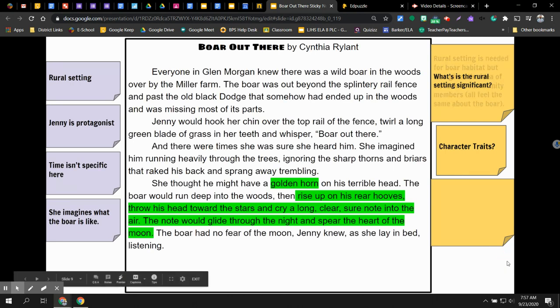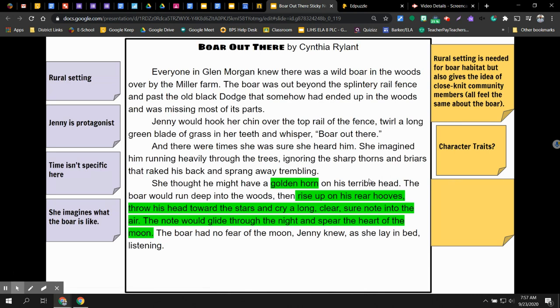So for that first sticky, you could have said something along the lines of the rural setting is needed because obviously that's the boar's habitat, but the rural setting also gives the idea of a close-knit community, and everybody kind of feels the same about the boar. Maybe that's why Jenny feels safe to go out into the woods all by herself, things of that nature.